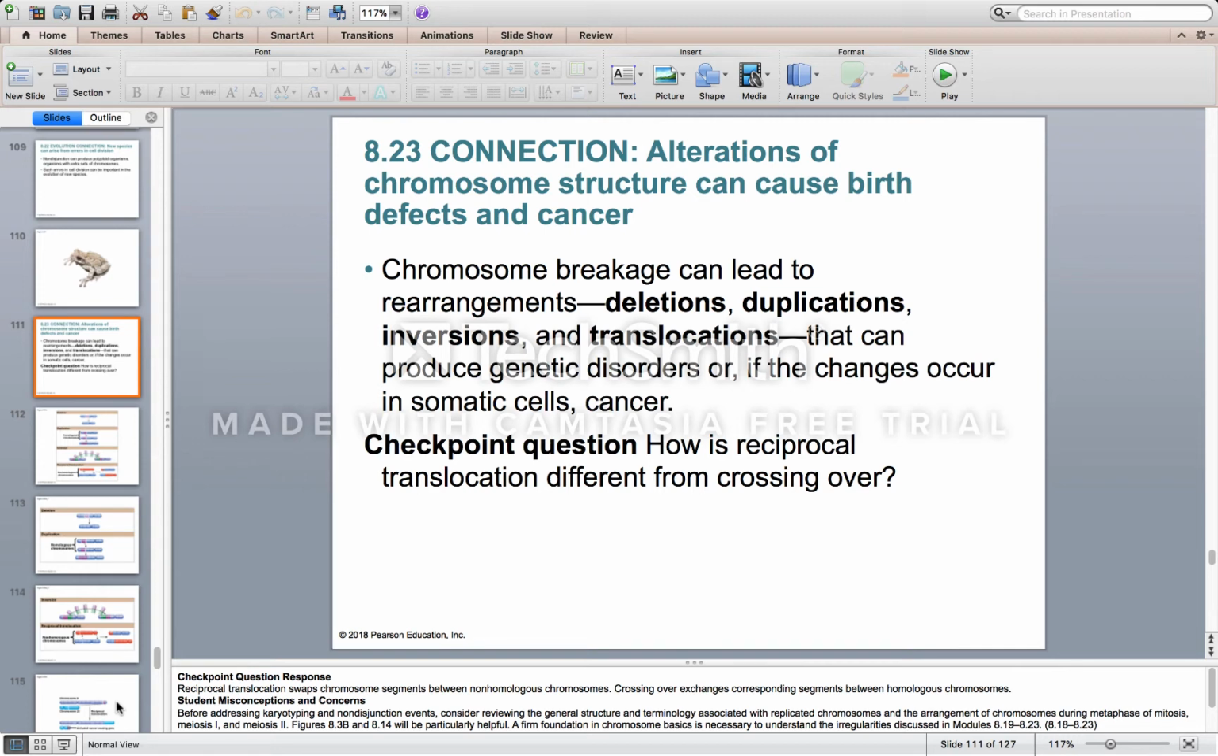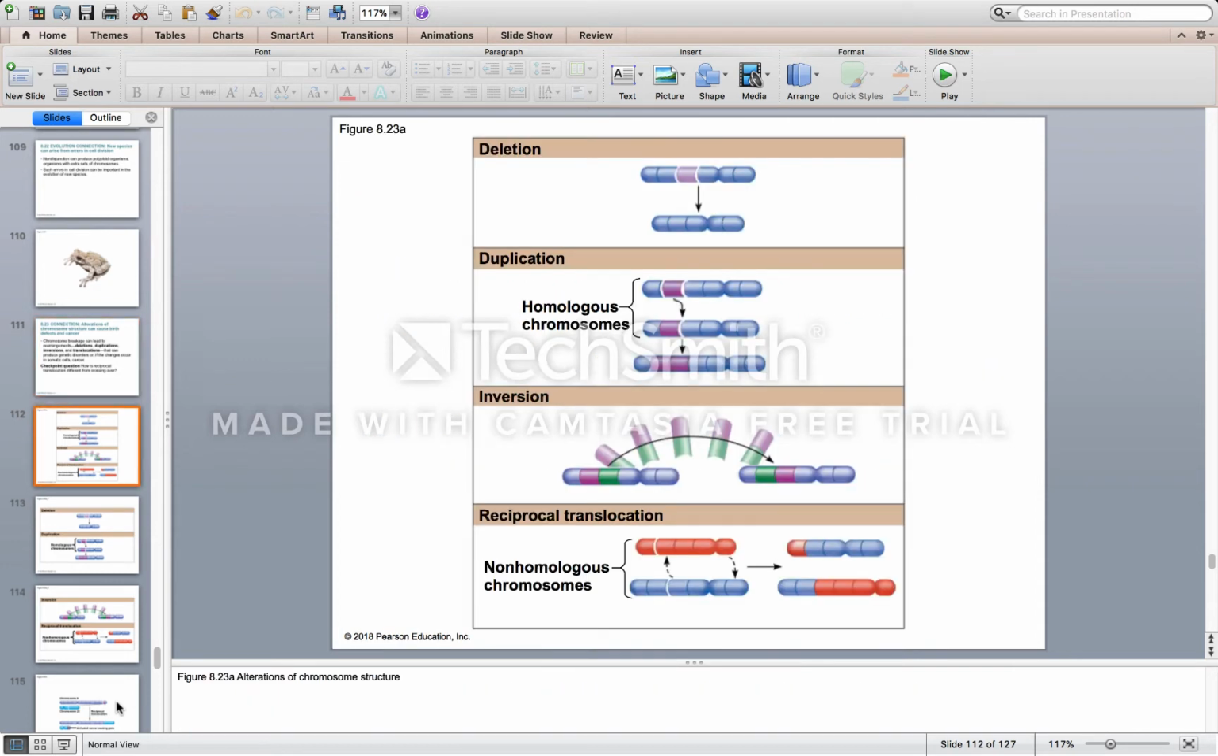So how is reciprocal translocation different from crossing over? This is basically when you swap chromosomal segments, and this can relate to crossing over problems. If it's between non-homologous chromosomes, that can result in a type of swap, okay? All right, so here we take a look at all of them. Here's the gene, the homologous chromosome, the individual sister chromatid. It's deleted. Now you've got this.